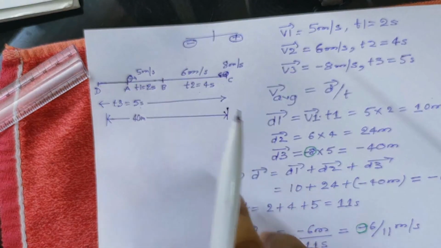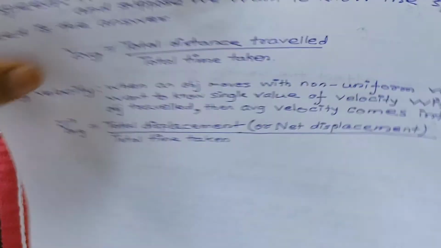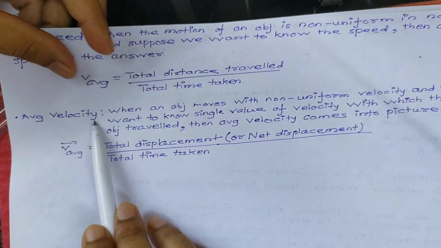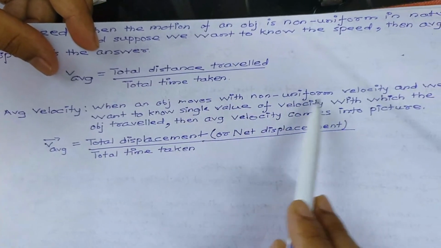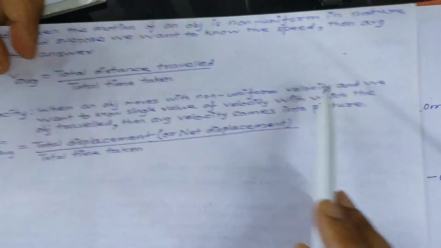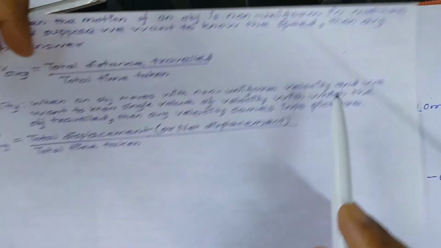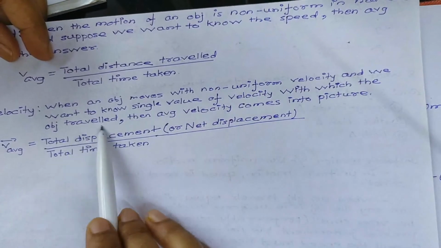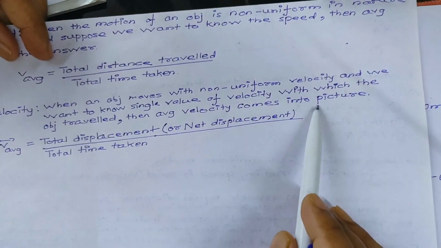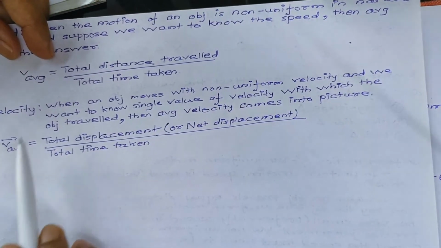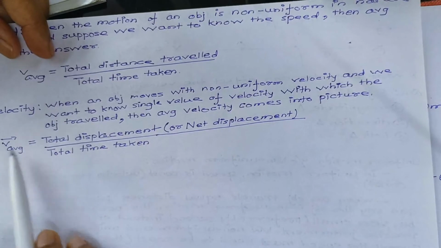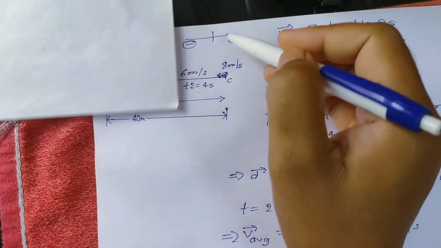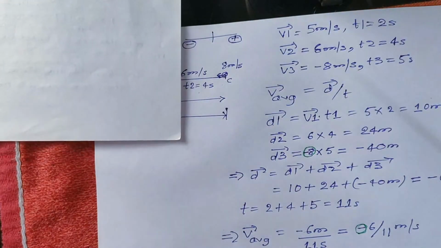For you, I have written down something. You can write this particular example. Write this definition. What is average velocity? When an object moves with non-uniform velocity, pay attention, guys, non-uniform velocities, right? And we want to know a single value of velocity with which the object traveled, then average velocity comes into the picture. Fine. The formula for average velocity is total displacement or net displacement by total time taken, and you can suffice this particular example and you are done with average velocity.